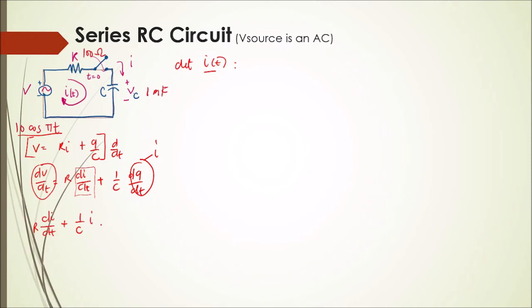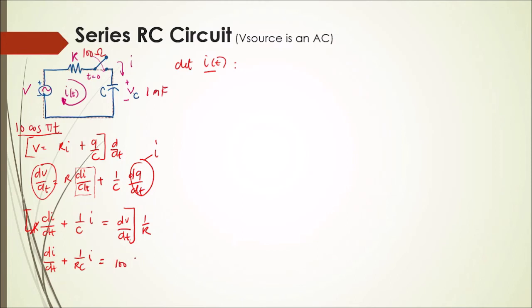I equal to dv over dt. Let's divide everything by r, 1 over r. Cancel. So, this becomes di over dt plus 1 over rc, I equal to 1 over r times dv over dt. So, r is actually 100.